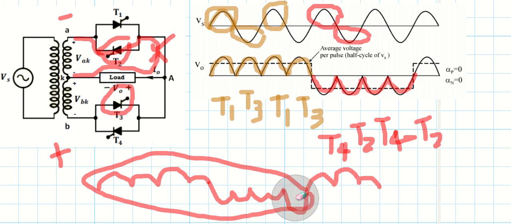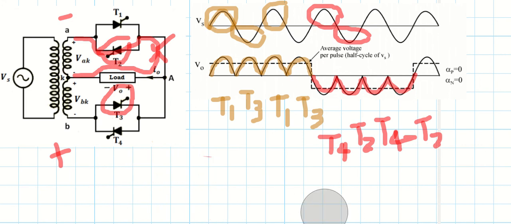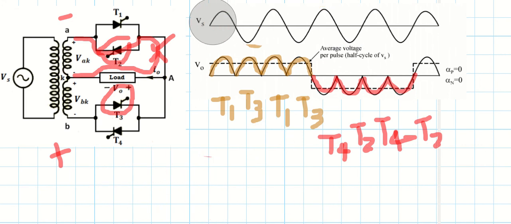So now if you compare the input and the output, and we say that up to this one, this is 1 second, this is 2 seconds, okay, this is 3 seconds, and this is 4 seconds.